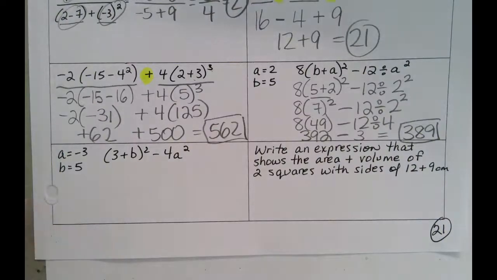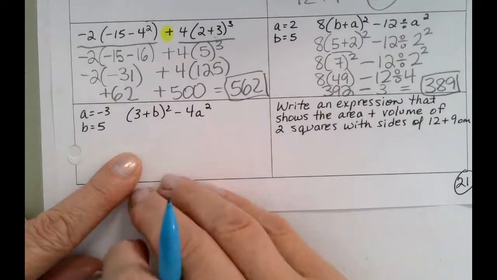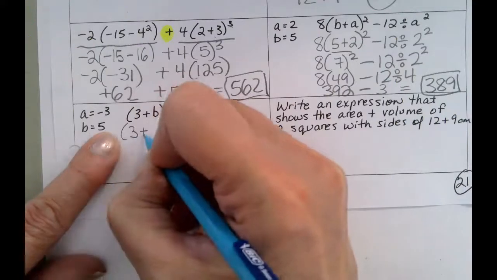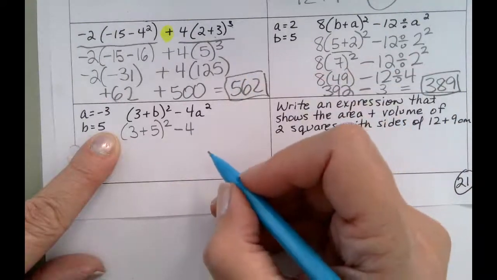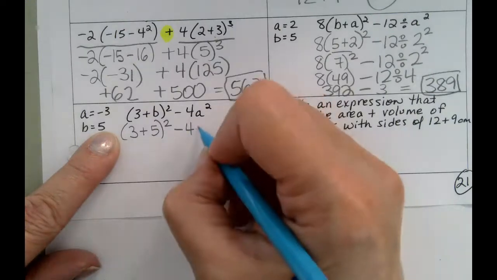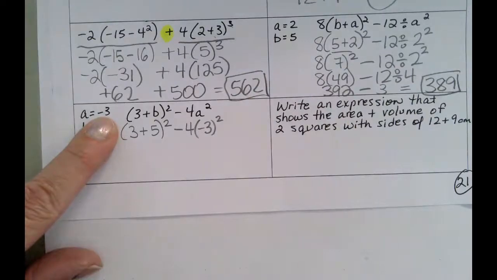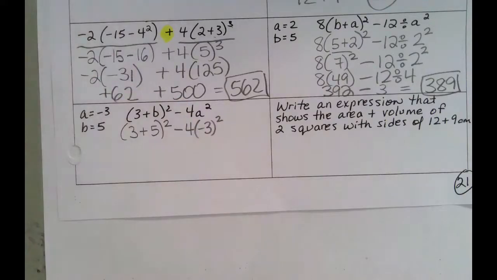All right, then let's set this guy up. This time I threw an integer in. So I've got a bracket, 3 plus 5 squared minus 4. What's happening between the 4 and the a squared? Multiplication, right? So I'm going to put a bracket around it because I'm going to need to multiply. This is a coefficient. This 4 here is the coefficient. Okay, try that one on your own. Let's finish that one up.